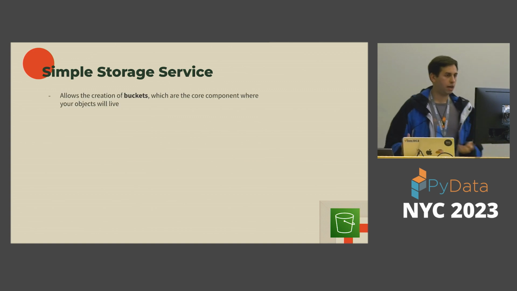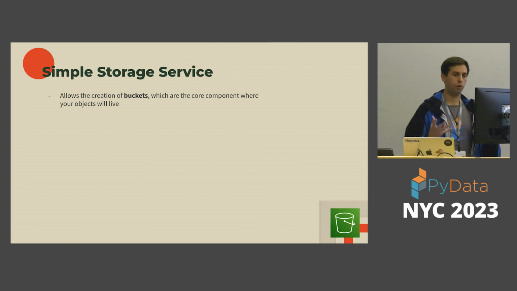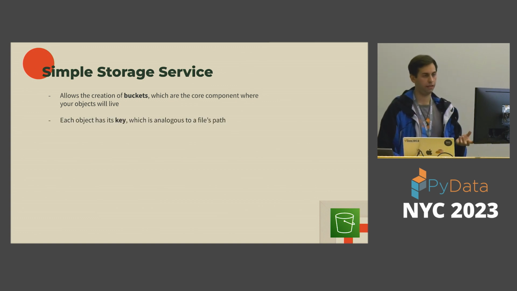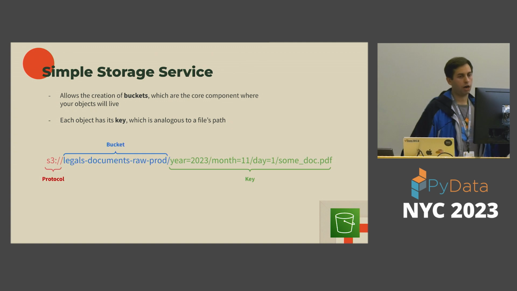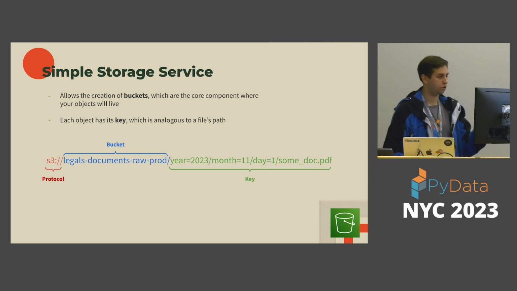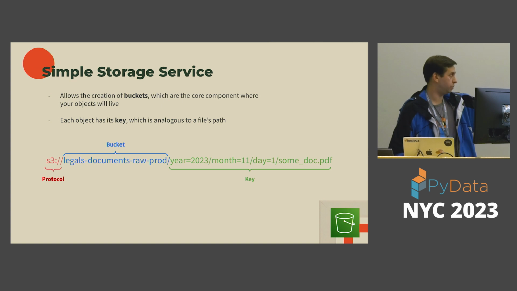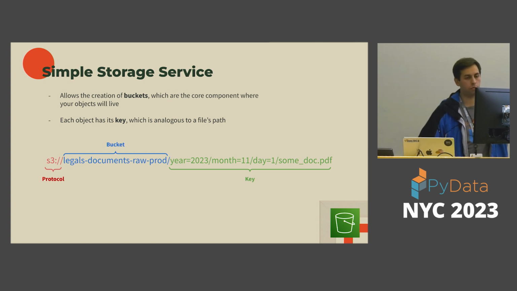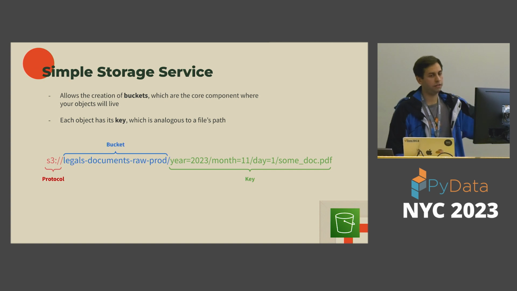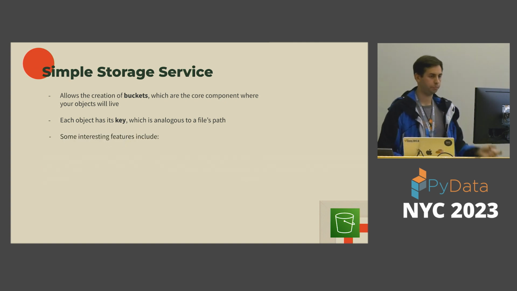So Simple Storage Service, in essence, allows you the creation of buckets, which are the core component where your objects will live. Think of it like some kind of hard drive in the cloud. And each object has its key, which is analogous to a file's path. So for example, a full object would be identified as s3, which is the protocol, legal-documents-prod, which would be the bucket, and finally the object key, which could be partitioned by year, month, and date, and then the file name, which would be some doc.pdf.